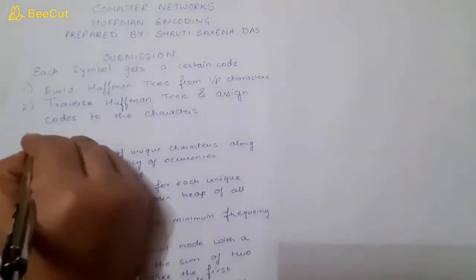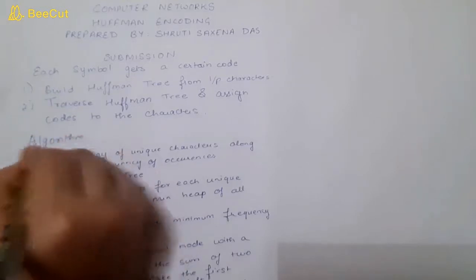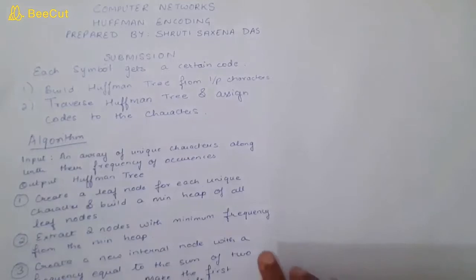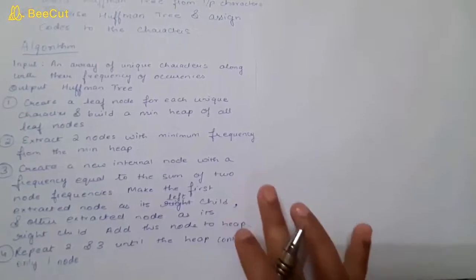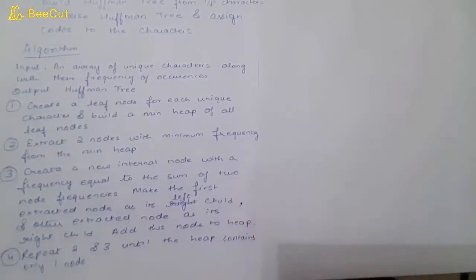So the algorithm will be as follows. It is written on the sheet. We'll discuss the algorithm and then we'll move to the example. You can see it over here. See, the input to the algorithm will be the array of unique characters. Like in case of submission, it will be B, I, M, N, O, S, and U. So you need to provide unique characters, and along with the characters you have to give the frequency of occurrences, how many times that particular symbol is occurring in the string. Okay, and the output will be the Huffman tree.